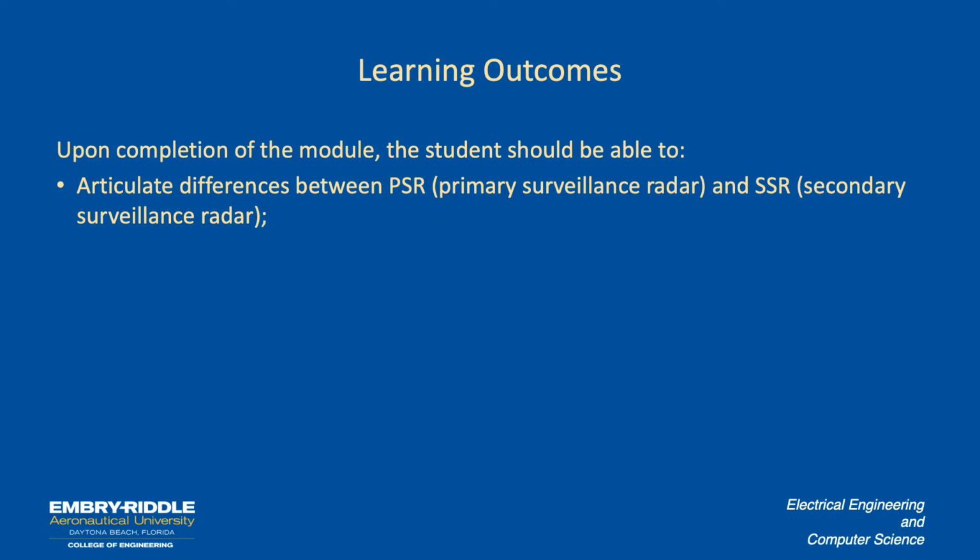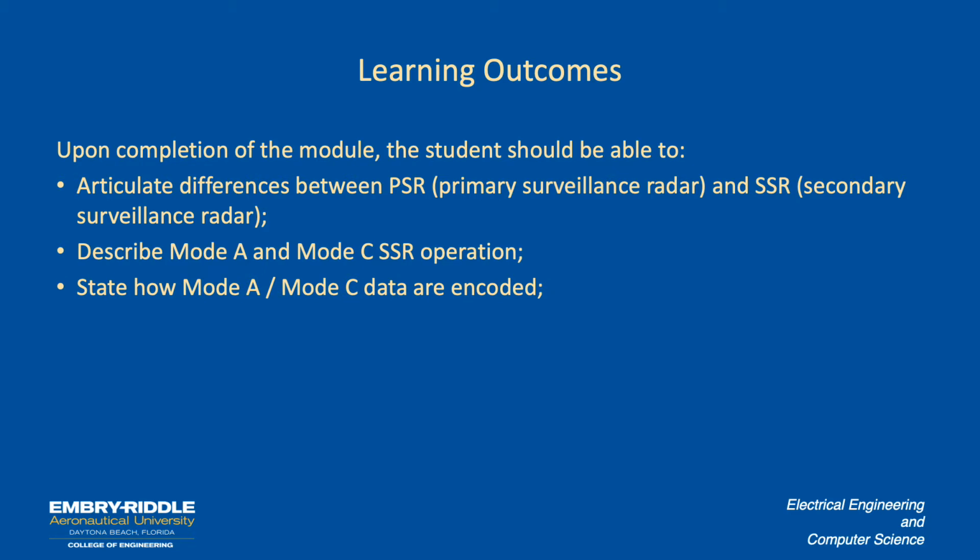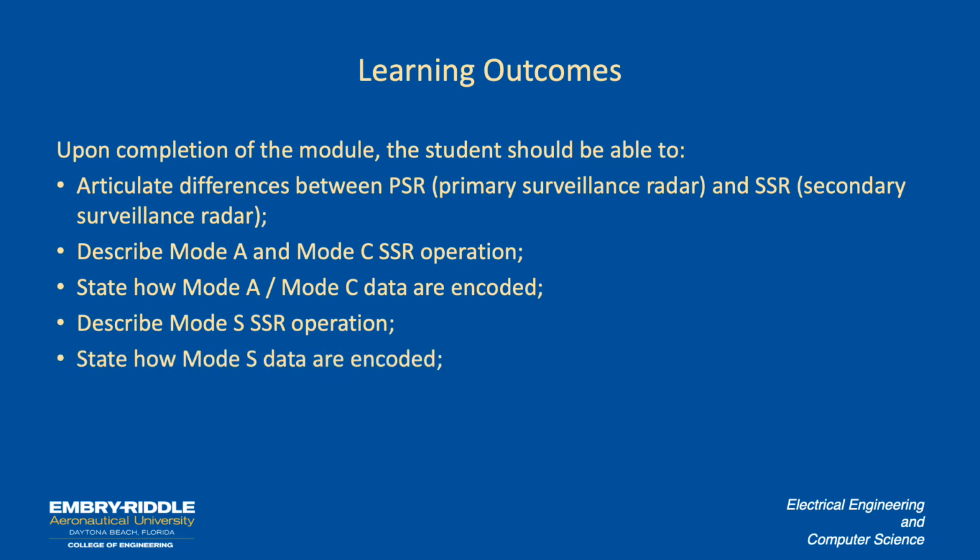Upon completion of this module, which is this video and the next video, the student should be able to explain the differences between primary surveillance radar and secondary surveillance radar, and talk about Mode A and Mode C secondary surveillance radar operation. You should state how Mode A and Mode C data are encoded, and then describe Mode S secondary surveillance radar operation and how those data are encoded, and then how we can use that to implement what's called automatic dependent surveillance broadcast.